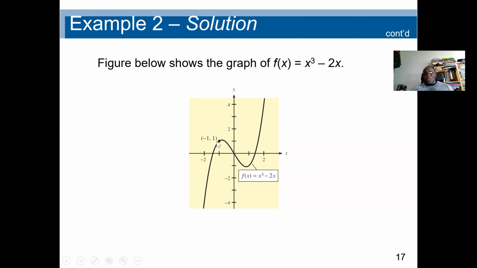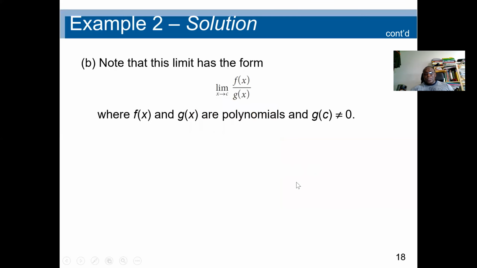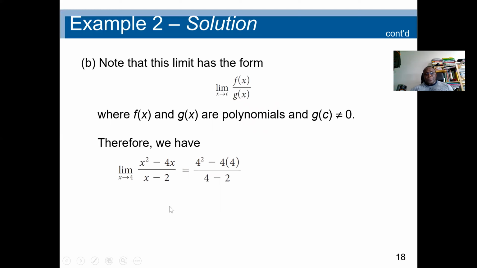When x is -1, f at x is 1. Note that this limit has the form of a division: f(x) divided by g(x) as x approaches c. Our goal is to make sure g(c) does not equal 0. So let's see this example.